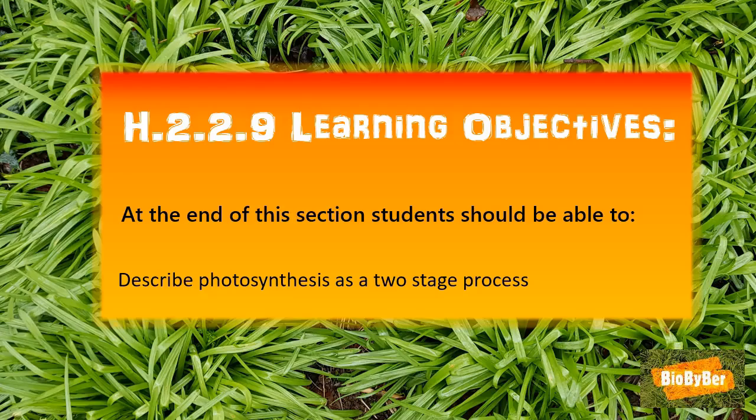Hi biologists, let's start by looking at the learning objectives for this lesson. At the end of this section and following the biology syllabus, you should be able to describe photosynthesis as a two-stage process. What does this actually mean? What are we trying to learn?